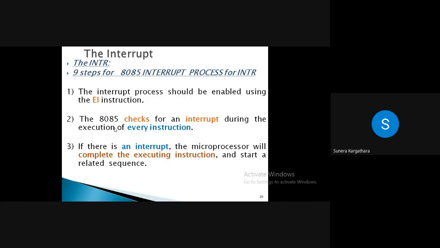Just to give you an idea, this can also be asked in the exam, so it may be in your mind how we can write the steps. The interrupt process should be enabled by using the EI instruction.